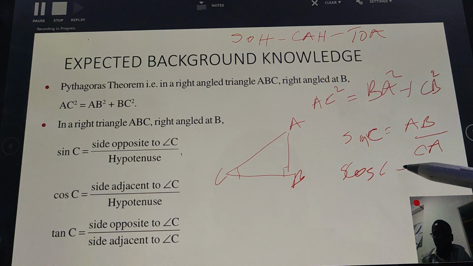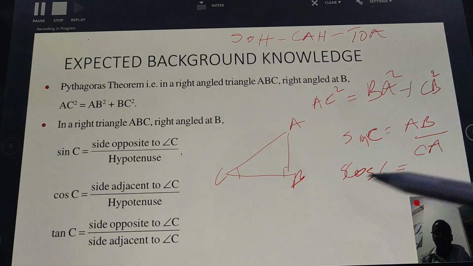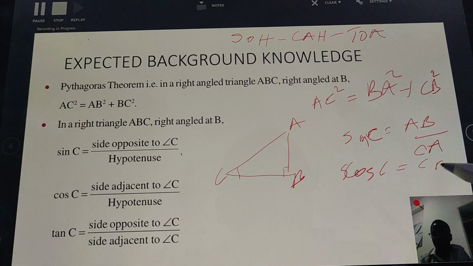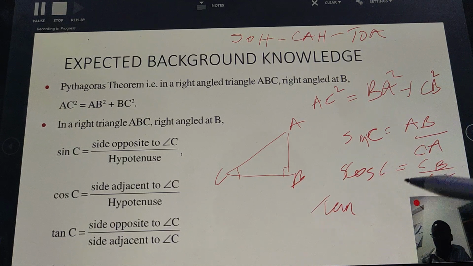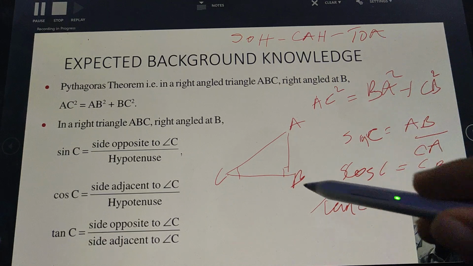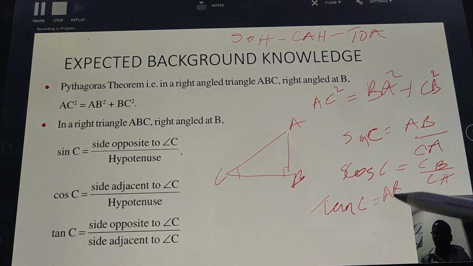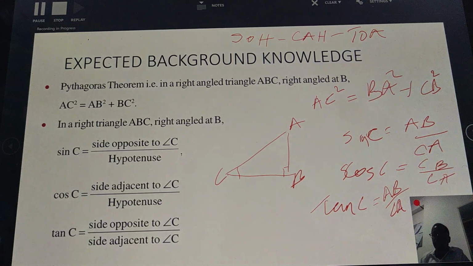And cos is the same stuff. We say cos C should be equal to adjacent over hypotenuse, and your adjacent is CB, which means CB over hypotenuse CA. And tan, you're going to do the same: tan C will be equal to opposite over adjacent, and opposite is AB over adjacent. Okay, so those are two areas you have to know as we are going through this lesson.